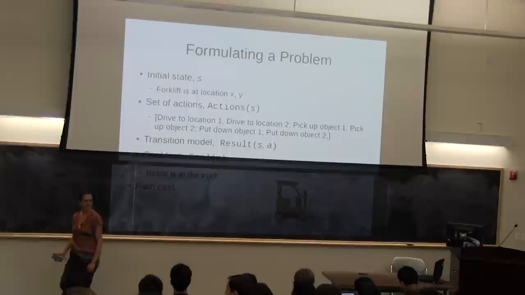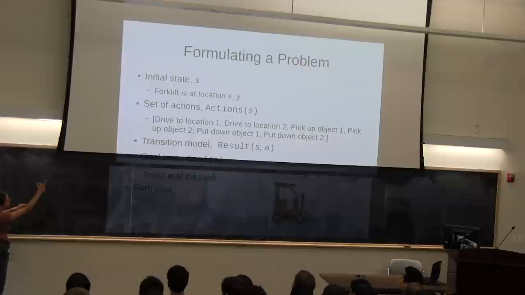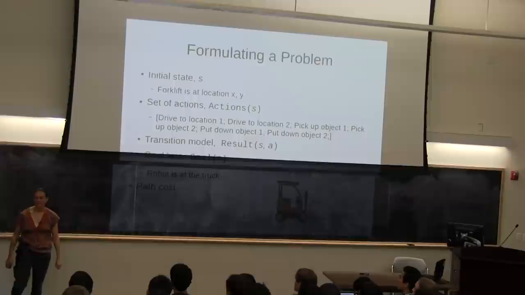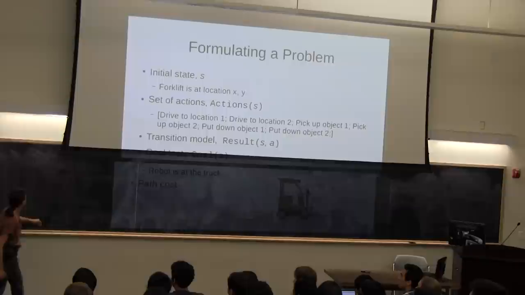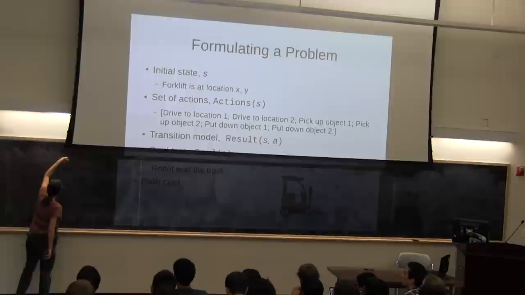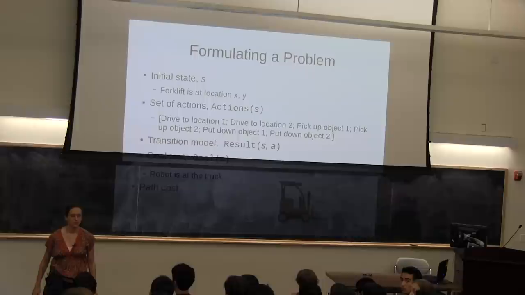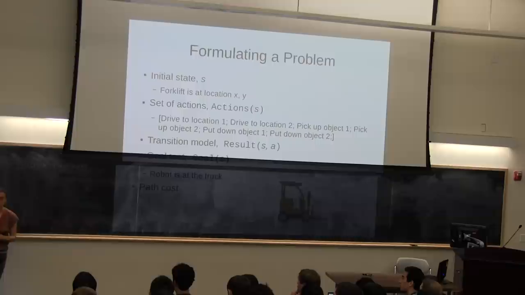All right, so what do you guys think? I just put the list from the forklift. So the initial state, for airplane travel, is the current airport. Set of actions: all the airlines, all of the connecting flights between that airport and another airport.